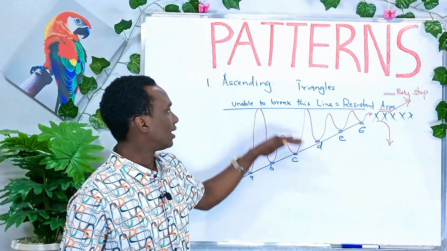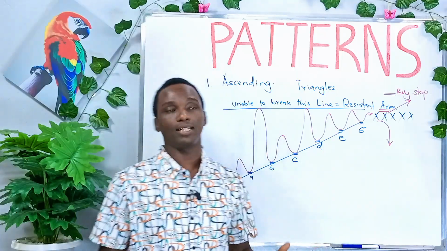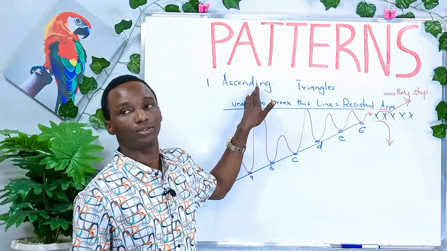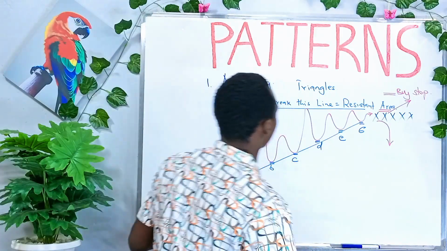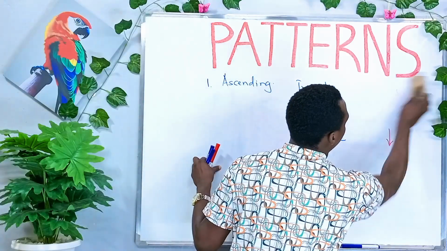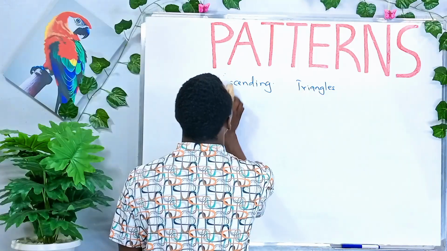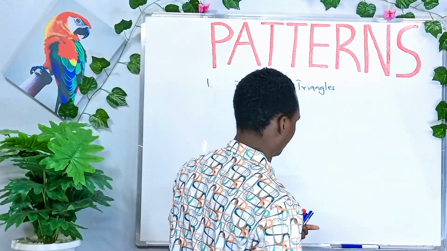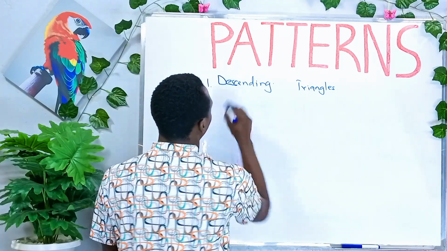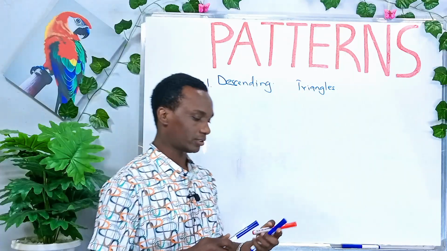The next we are going to look at the descending triangles. You will guess rightly that the descending triangle is the exact opposite of the ascending triangle. Okay, so let us wrap this and have an illustration of the descending triangle. Descending triangles.